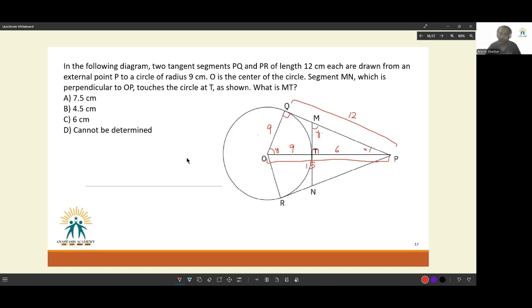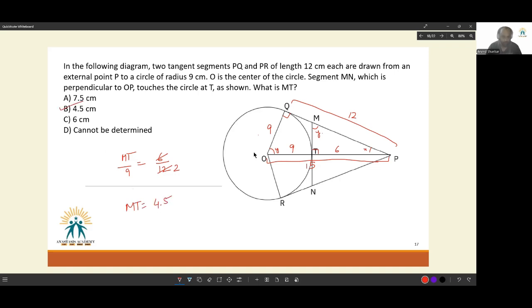Now, I need the measure of MT. MT is opposite to X. Opposite to X, I have MT, and opposite to X, I have 9. And opposite to Y, I have 12, and opposite to Y, I have 6. So MT will be equal to, sorry, this is where silly errors happen. Remember, MT was in the smaller triangle. So opposite to Y in the smaller triangle, I have 6. Opposite to Y in the larger triangle, I have 12. So this becomes 2, or MT will turn out to be 4.5.